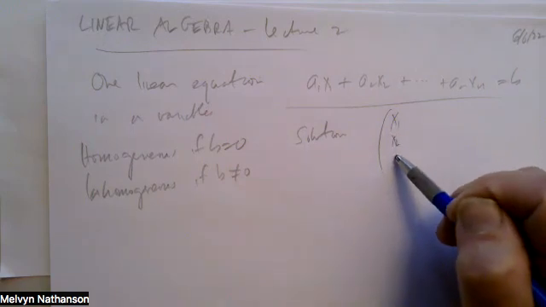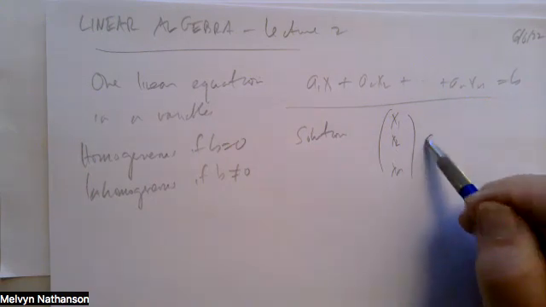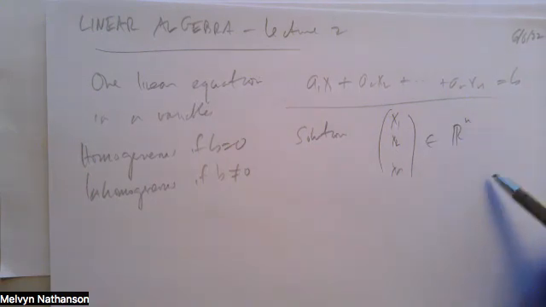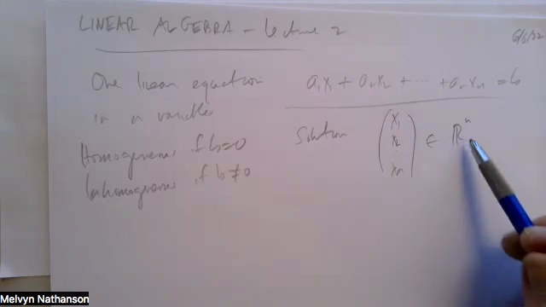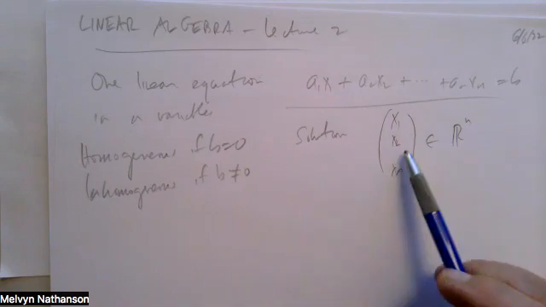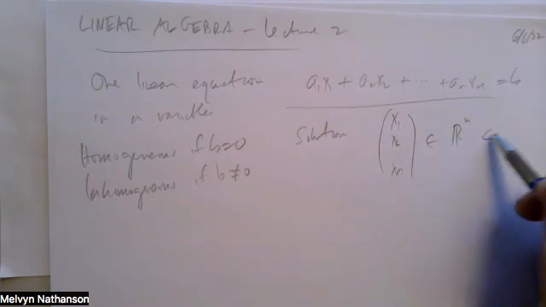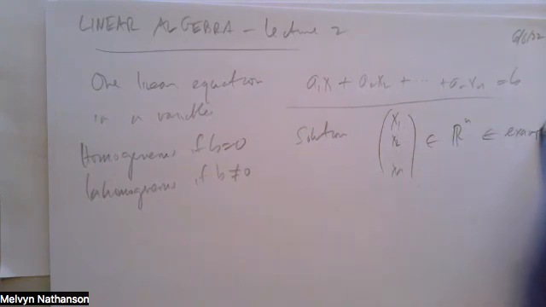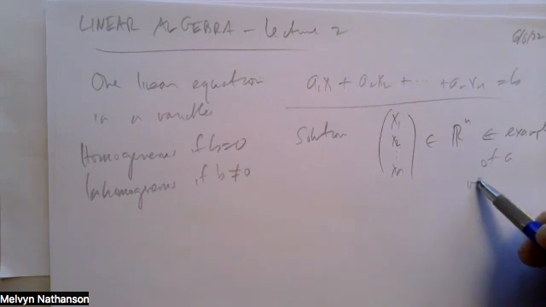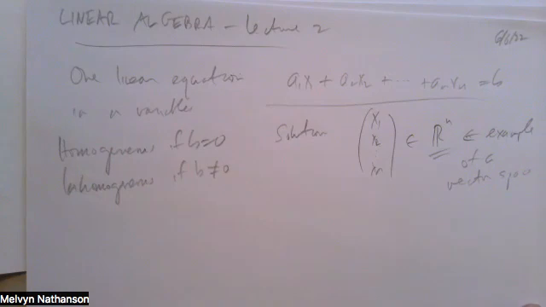So this is a solution of this equation. And the set of all these n-dimensional column vectors is written R superscript n. So this is n-dimensional column vectors where the coordinates x1 up to xn are real numbers. And this is an example of a vector space, which I'll define, I think, officially tomorrow. This is, in some sense, the most important example of a vector space.